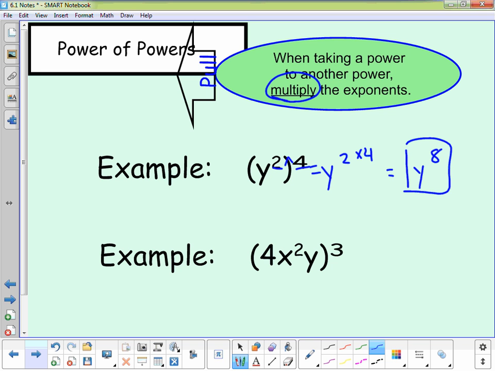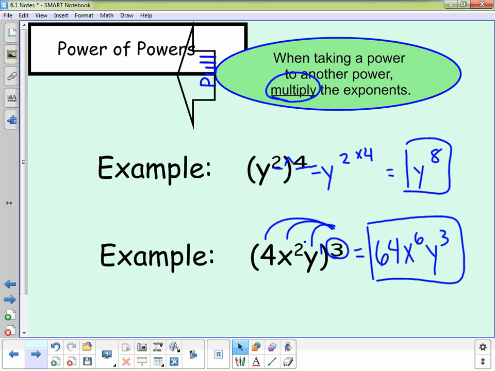In the next example, this power of 3 that's on the outside needs to go to all parts inside. I raise everything inside to the third power. So 4 to the third power, if you type that into your calculator, gives you 64. x to the second to the third, that's 2 times 3, so x to the sixth. And also y to the first to the third, that's 1 times 3, which is y to the third.